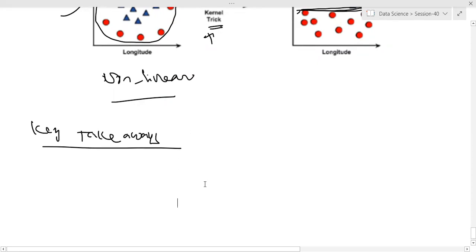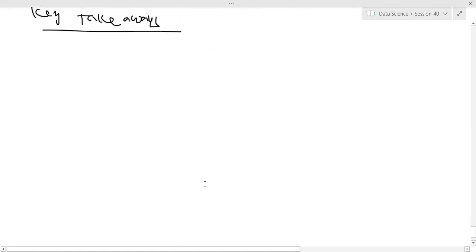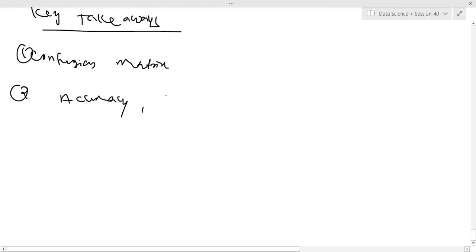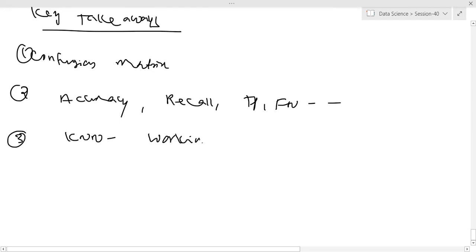Key takeaways. What is the first point we have started? Discussion of the confusion matrix. And thereafter we have discussed accuracy, recall, true positive, and false negative aspects. And then we have seen the KNN working model at a glance.